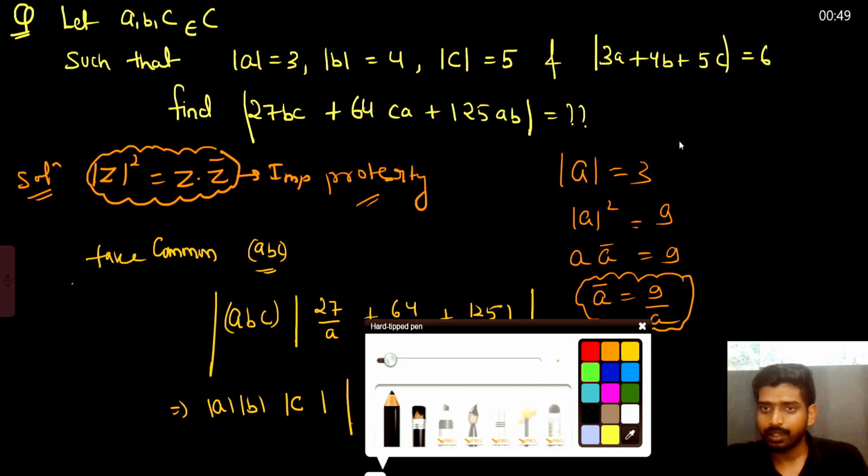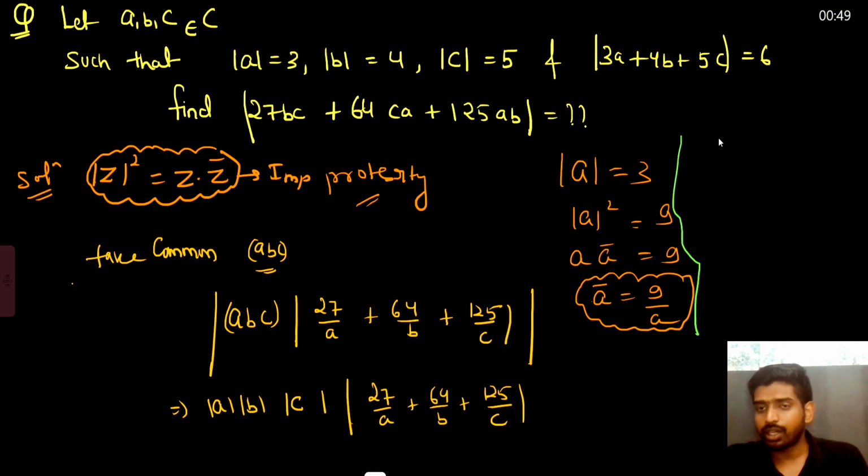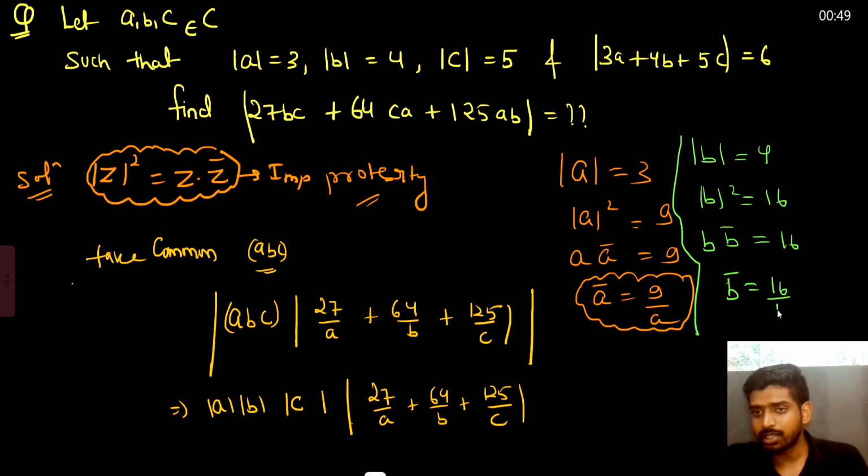Similarly, we'll solve for B. What is modulus of B? Modulus of B is 4. What is modulus of B square? It is equal to 16. And modulus of B square I can write as z multiplied by z bar, means B multiplied by conjugate of B, which is B bar, is equal to 16. From here, what I can say, B bar is equal to 16 by B.